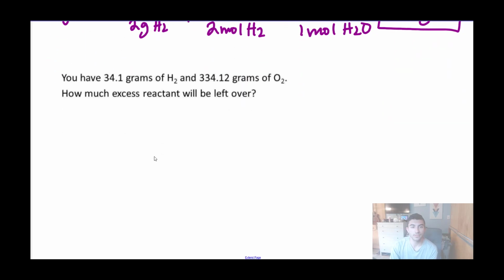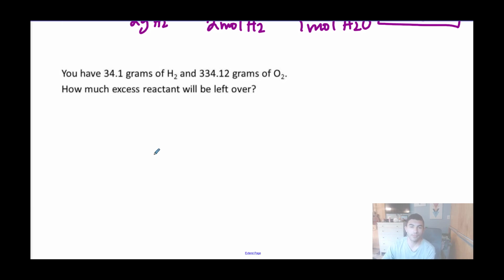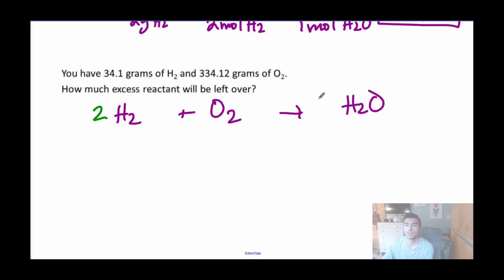And in the last problem, you have 31.4 grams of hydrogen and 334.12 grams of oxygen. How much excess reactant will be left over? So this screams icebox, right? When we're talking about limiting reactant, excess, all of that stuff. So I'm going to write out our reaction again, just so we have it here. I'm going to balance it again, so we have our coefficients. And then I'm going to set up our icebox. Okay. Remember, we have to do this in moles.